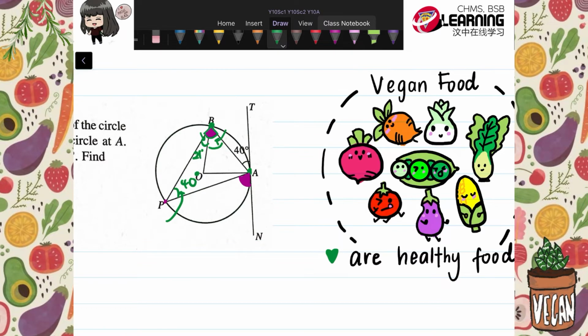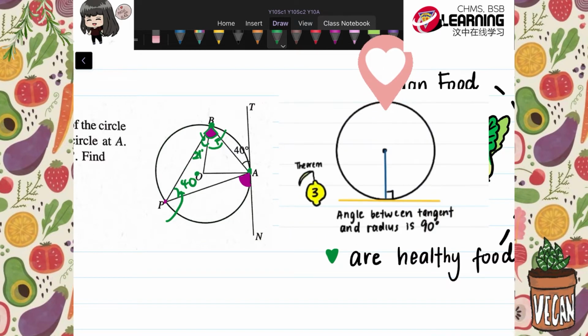If you can see Theorem number 3, what is Theorem number 3? Go back, go check your previous pages. What is Theorem 3? The angle between a tangent and a radius is 90 degrees. Can you see where the 90 degrees is?